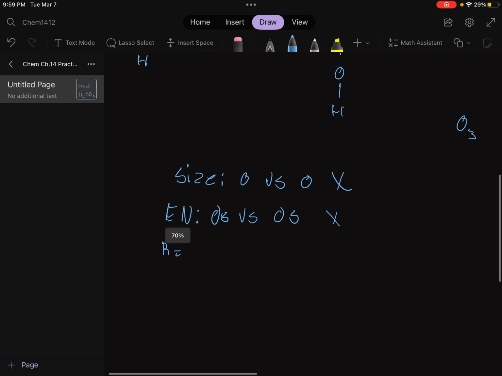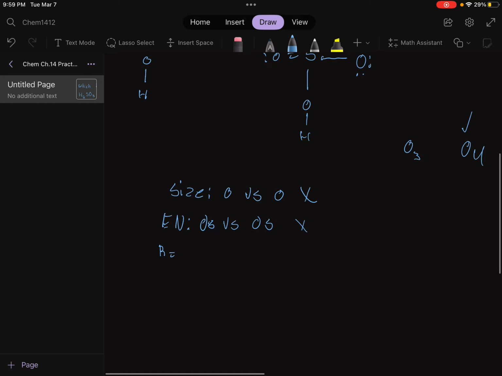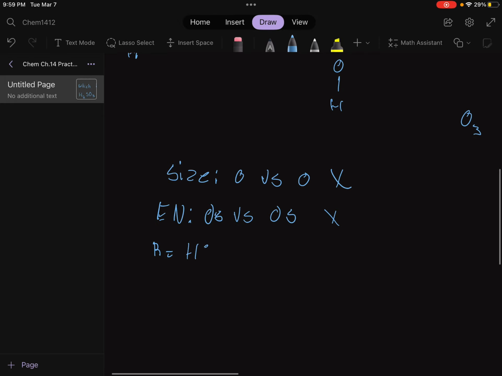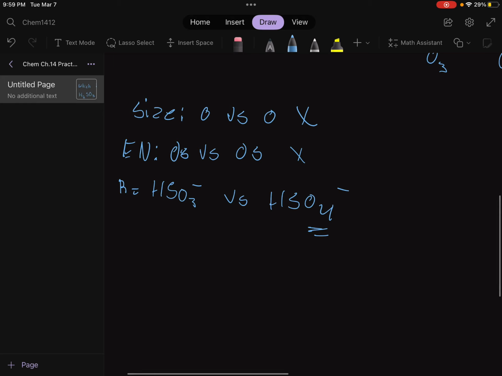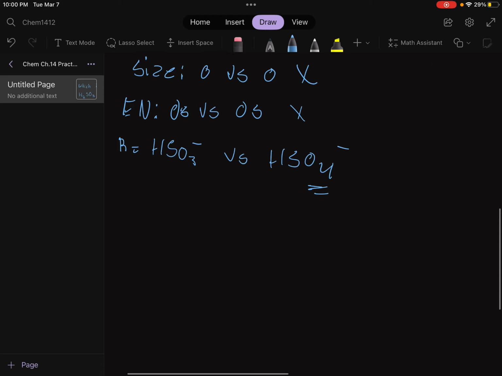So the one with more resonance is, let's write it here, HSO3 minus versus HSO4 minus is the one with more O's. So we see it here, there's 4 O's. So basically the one that has more resonance is more stable. And more stable means it's a stronger acid. So this one is a stronger acid.